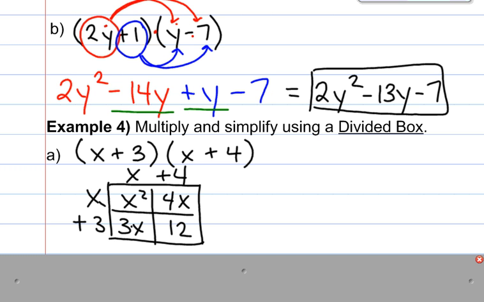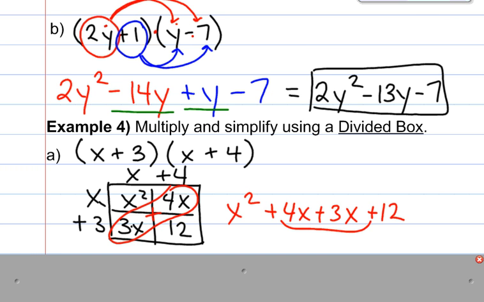Now, when you put this all together, you can see that 2 of the boxes have like terms in them. So that's the 4x and the 3x. So you're going to be adding all of these terms together. You would write them in descending order. So x squared would come first, then plus 4x plus 3x, and then plus 12. And if you wanted to go ahead and say, okay, I know 4x plus 3x is 7x, you could go ahead and write that. So that is the answer.